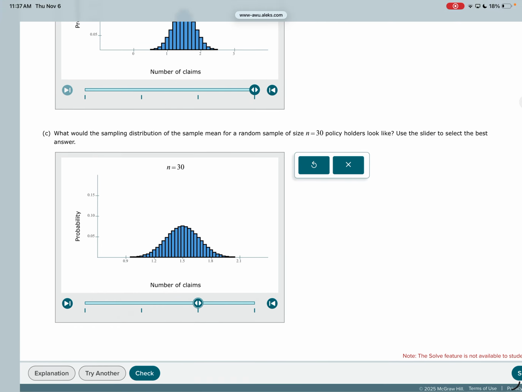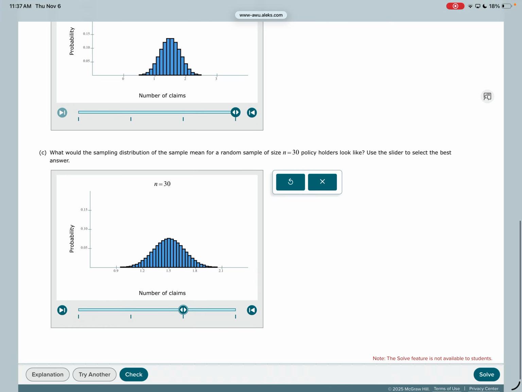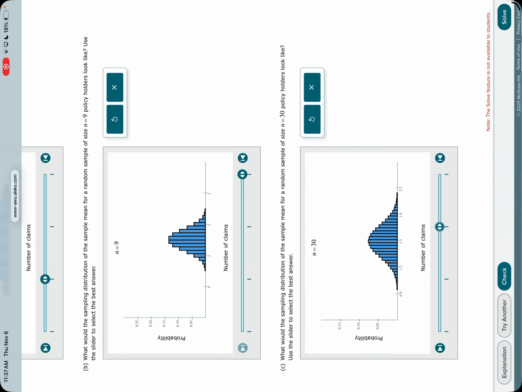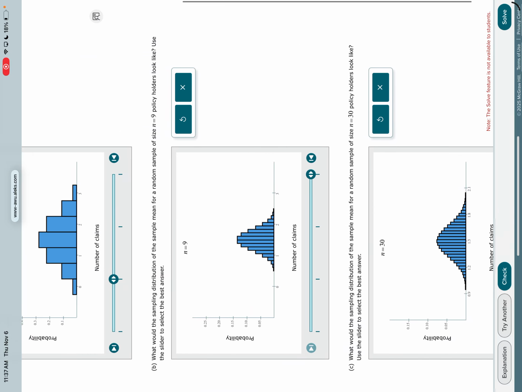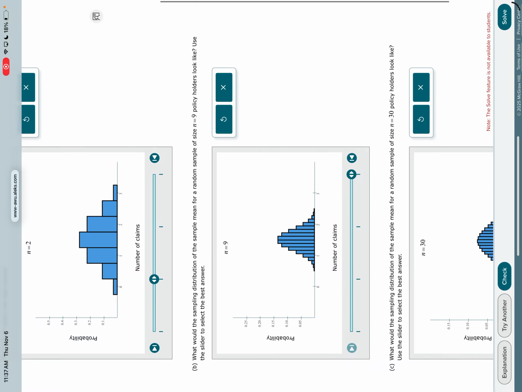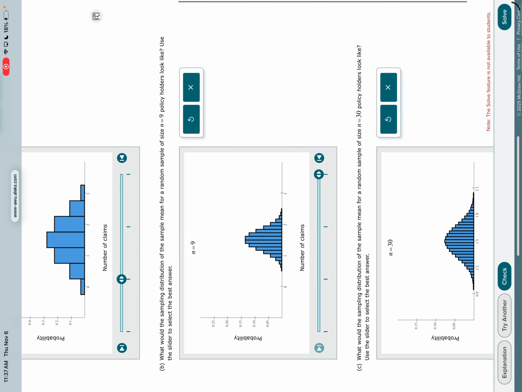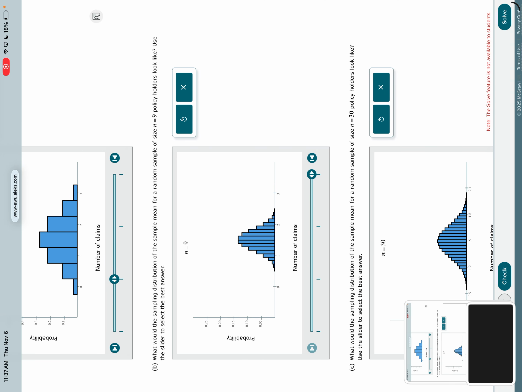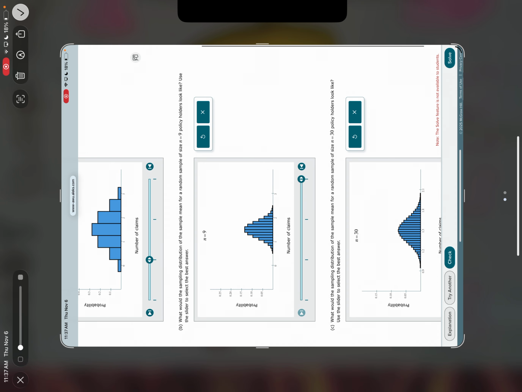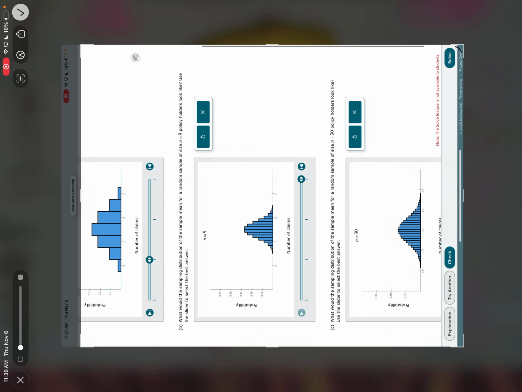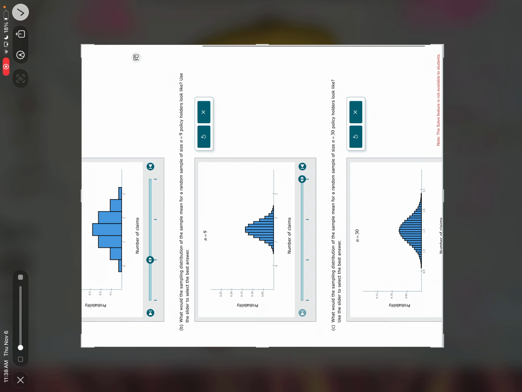But what it's showing you, and this is what you're supposed to recognize, is that the more and more that you sample, the more and more times you do it, the more and more it gets to be like that normal bell curve, which really helps us, okay?